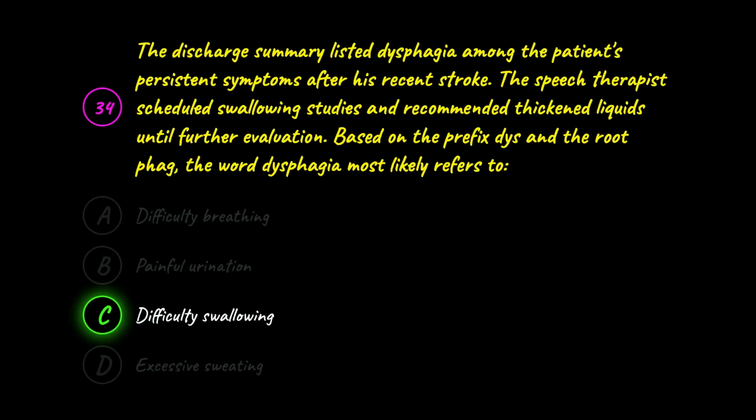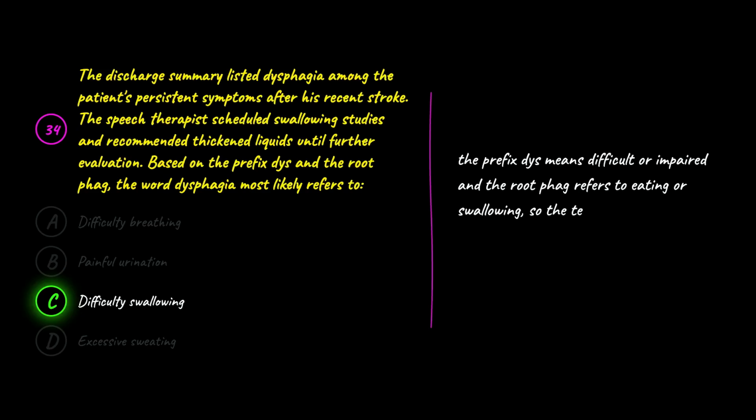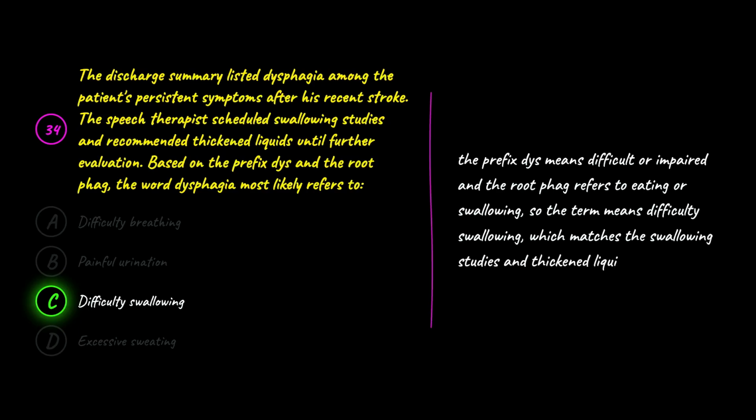The correct answer is C. Difficulty swallowing. C is correct because the prefix dys means difficult or impaired, and the root phag refers to eating or swallowing, so the term means difficulty swallowing, which matches the swallowing studies and thickened liquids the team prescribed.